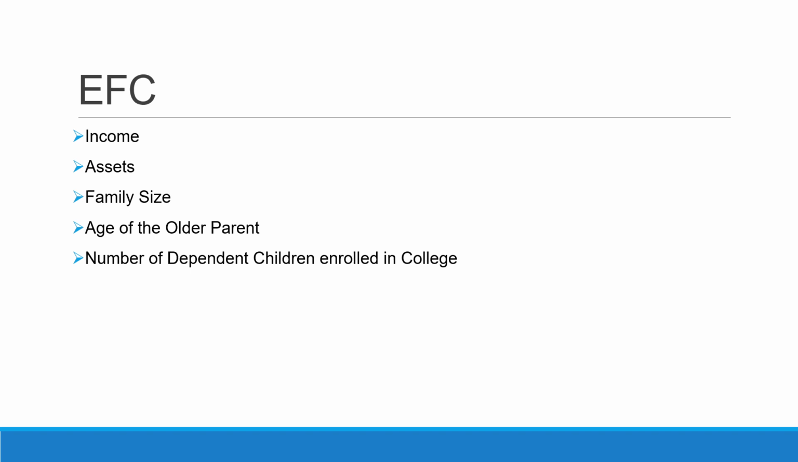The last factor impacting the EFC is the number of dependent children attending college. The EFC is a calculation of how much you can contribute toward your child's education. If you have one student attending college, then the entire parental contribution is assumed to be available for that student. However, if you have more than one dependent student in college at the same time, the parental contribution is divided between the two students. Half of the parental contribution is assumed to be available for each student. If you have 3 dependent students in college at the same time, the parental contribution is divided among the 3. Finally, the student contribution is added to the parental contribution, and the result is the EFC.